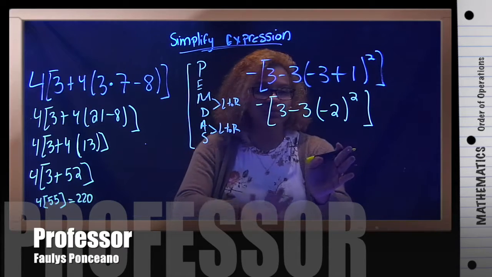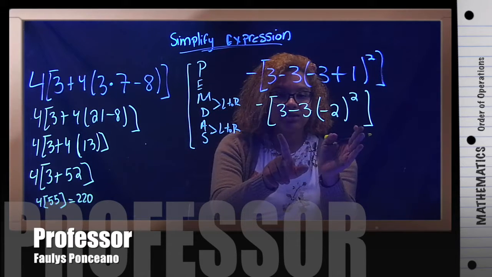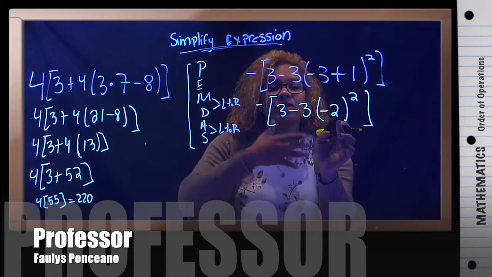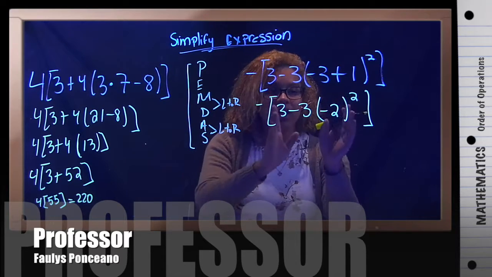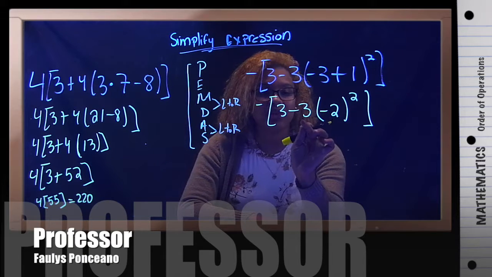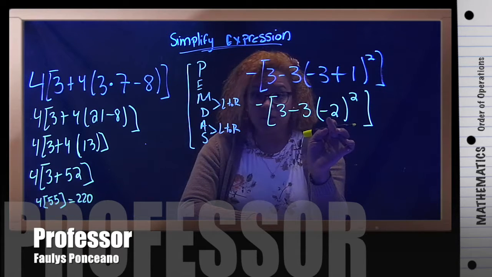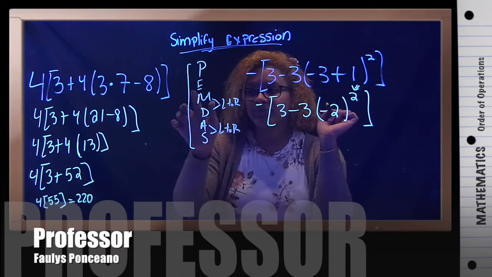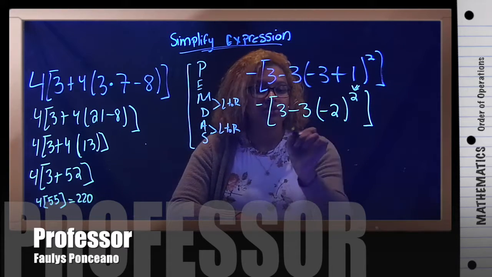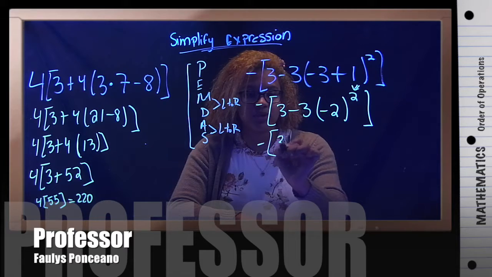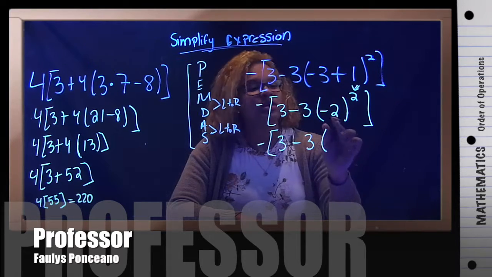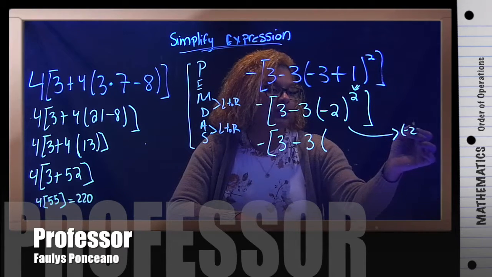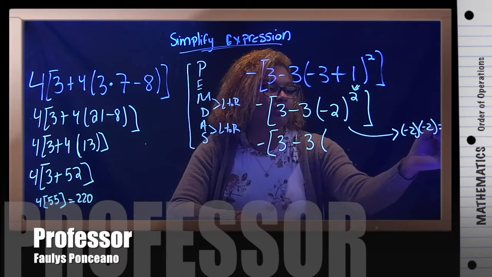Okay. Next step, inside the brackets. Inside this parenthesis, there's no more to do. There's no more operation. So I go outside. Next thing, do I multiply this negative 3 times this negative 2? No. I have to start with the exponent. Okay? So, bring everything else down. Negative 2 times negative 2 gives you positive 4.